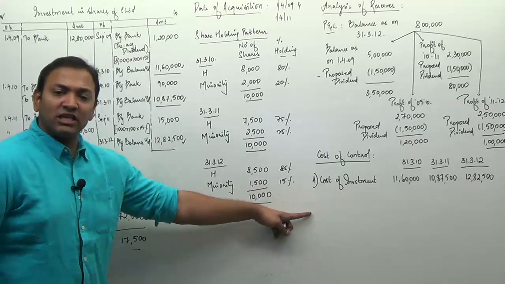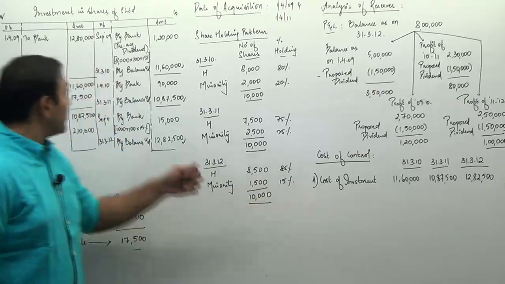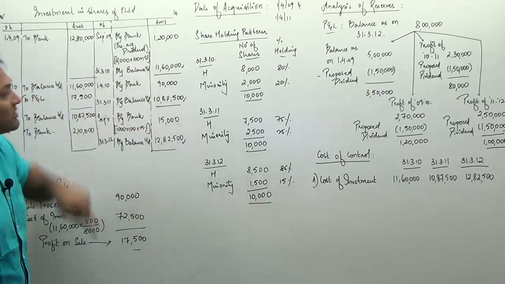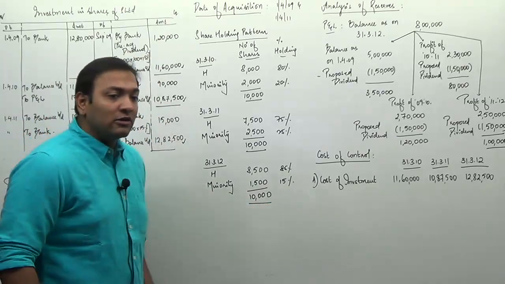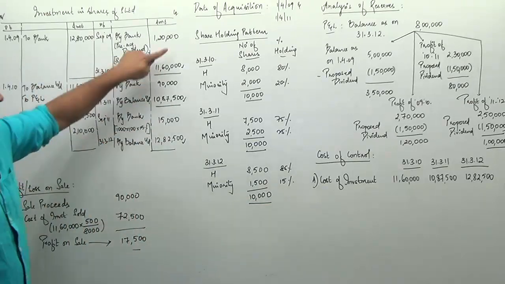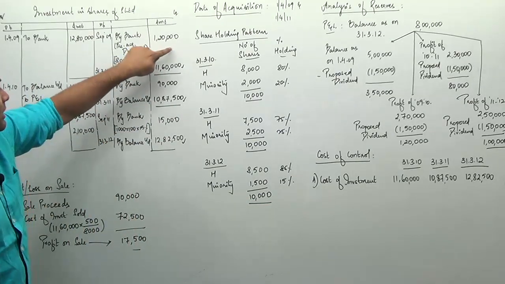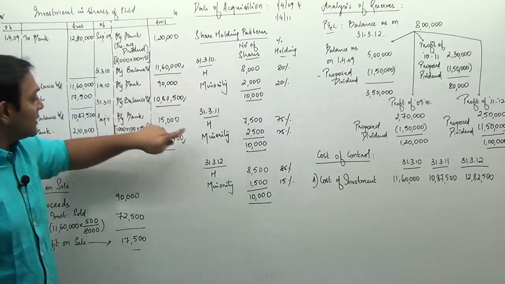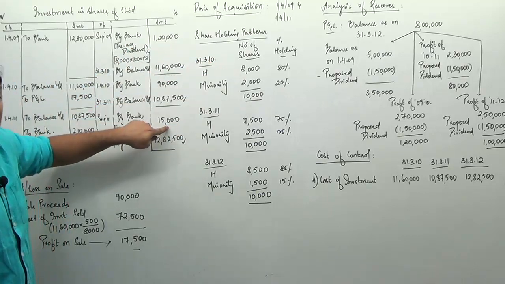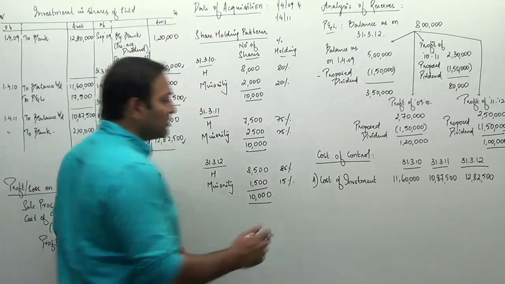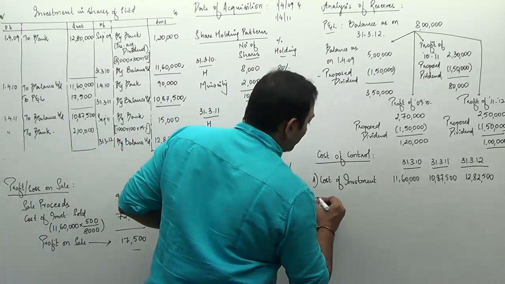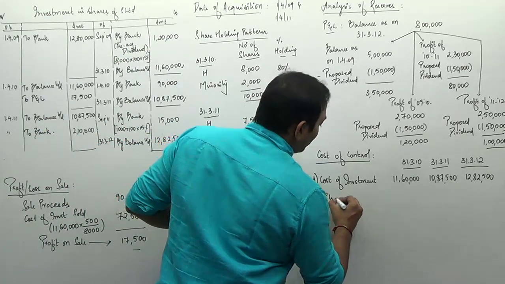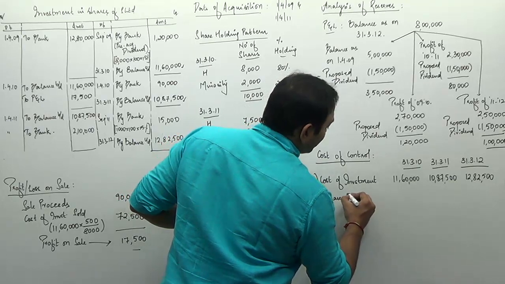Should I deduct pre-acquisition dividend? Not required, because I have already deducted the pre-acquisition dividend from the cost of investment. So I don't have to deduct again. I have already deducted 1,20,000 in respect of 8,000 shares, and again in respect of 1,000 shares, I deducted 15,000. It's already adjusted. Go only for your share in net assets.